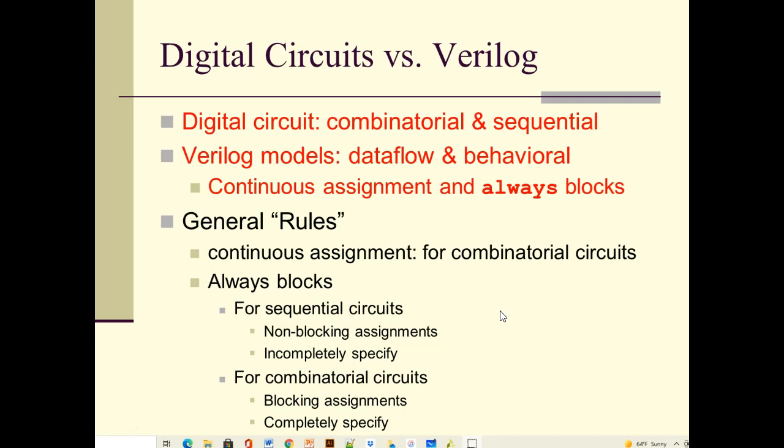I know that's kind of out of the blue. We'll talk about that more later. For combinatorial circuits, you are going to use specifically and only blocking assignment statements, and you are going to completely specify the outputs in that circuit. Once again, we will talk about that later.